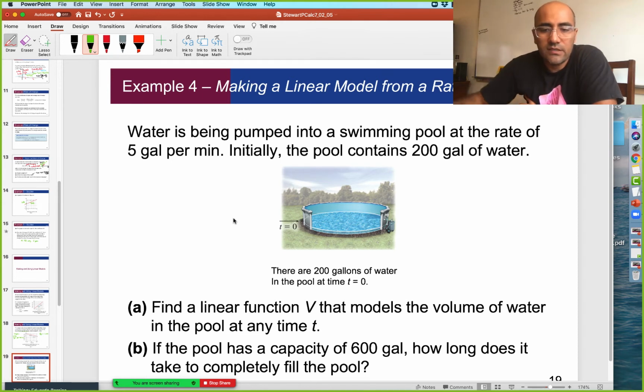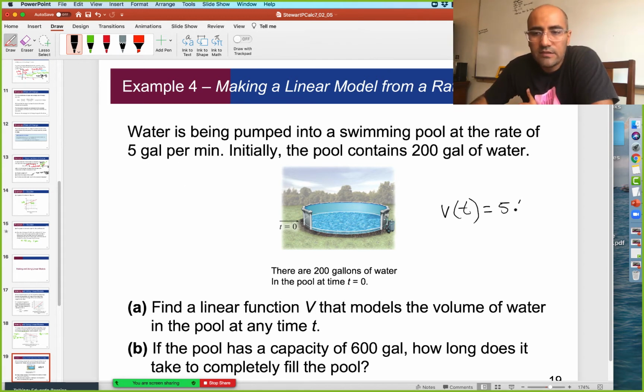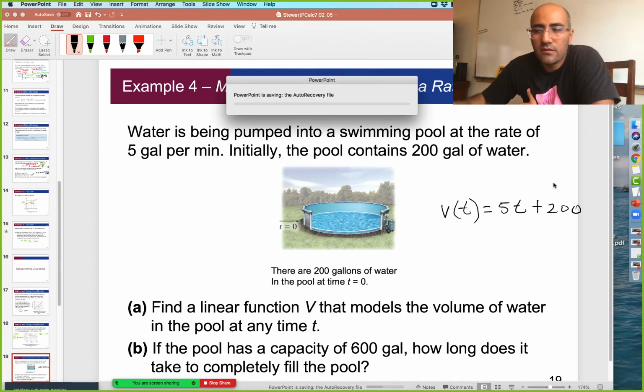Okay, so this is really easy. The volume v of t is going to be an equation as a function of t. And we know it's got an average rate of change. Every minute that goes by, we're going to be adding 5 gallons. So it's going to be 5t plus the initial amount, plus 200. So this one was really easy. We can just put it together on inspection here.